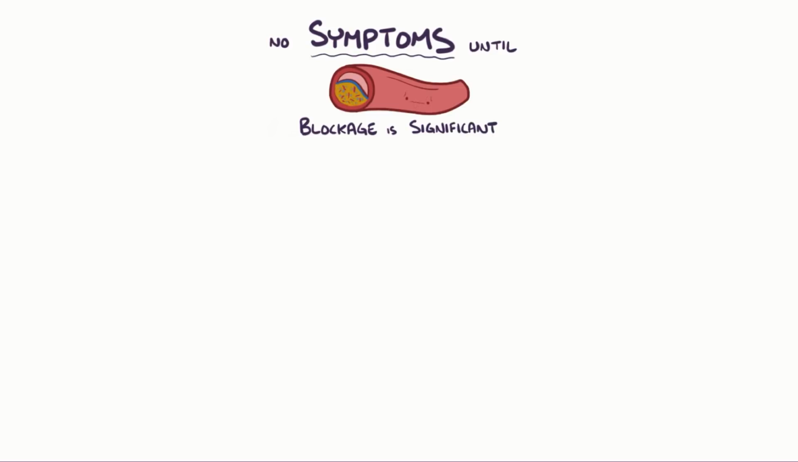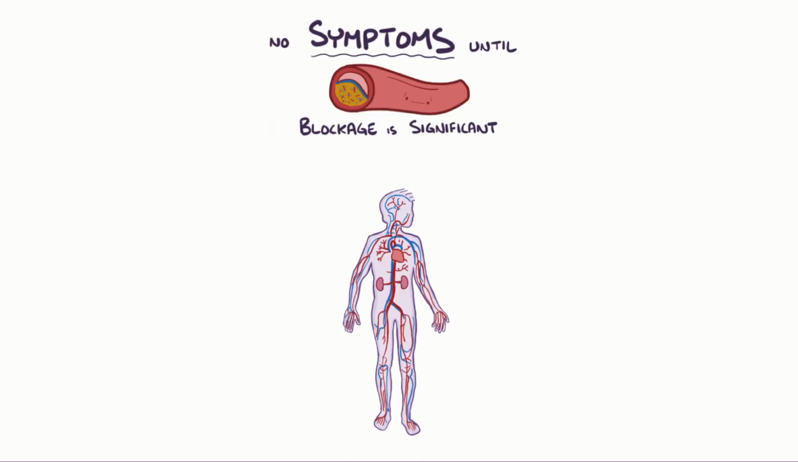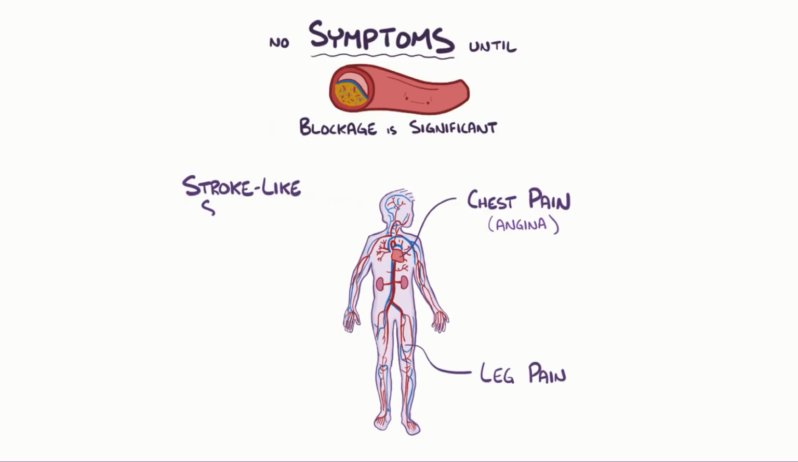Narrowed and hardened arteries don't generally cause symptoms until the blockage is significant. Once that happens, there might be pain distal to the affected artery, including chest pain or angina if it's a coronary artery, or foot and leg pain if the blockage is in an artery in the leg. If the artery goes to the brain, it can cause stroke-like symptoms like confusion or weakness. If the artery goes to the kidneys, it can cause high blood pressure or renal failure.